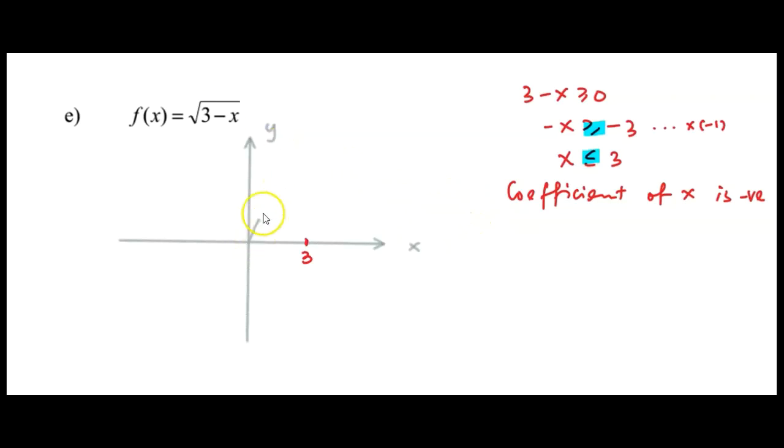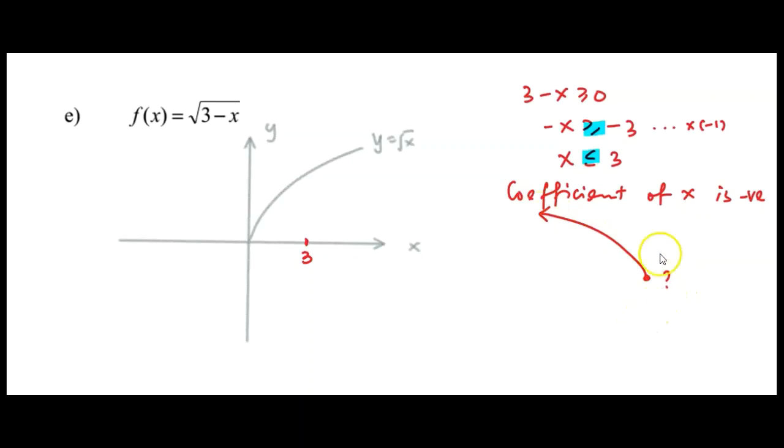Originally, you have the basic graph like this. This is your y equals square root of x. If you see that the coefficient of the x is a negative value, you must know that the graph is in this shape. Actually you are using y equals square root of x, you reflected about the y-axis, and you got this shape. And this is a starting point.